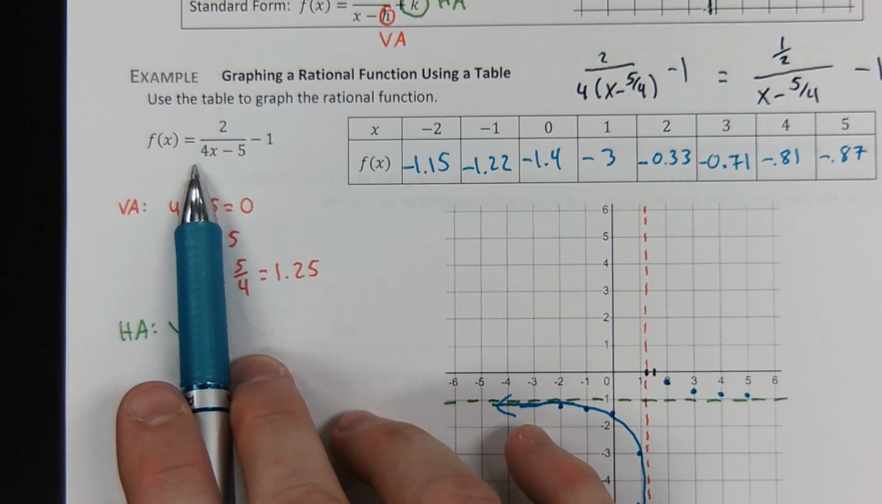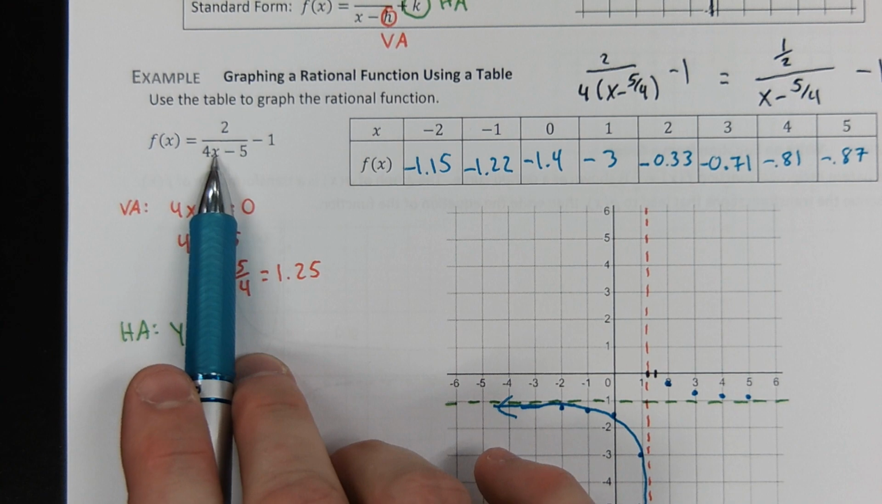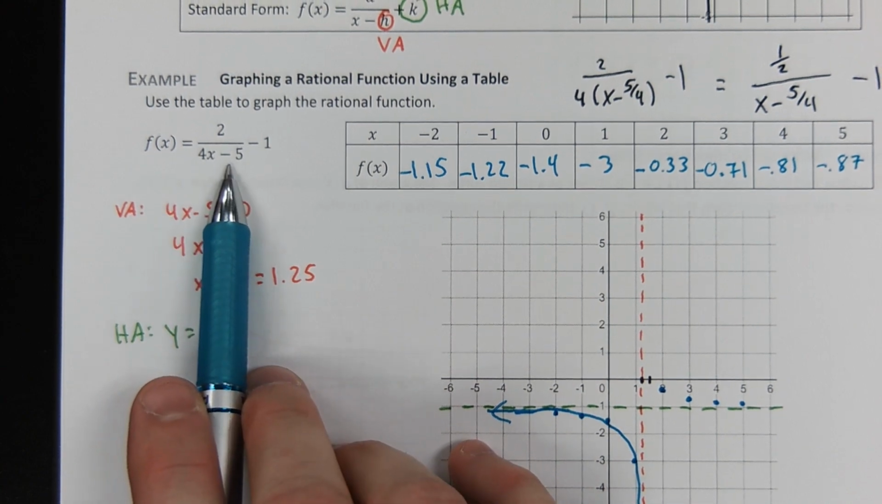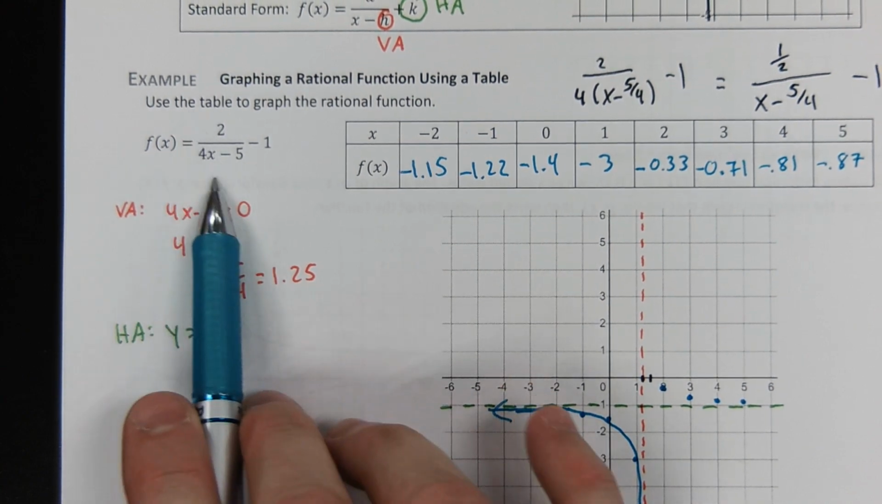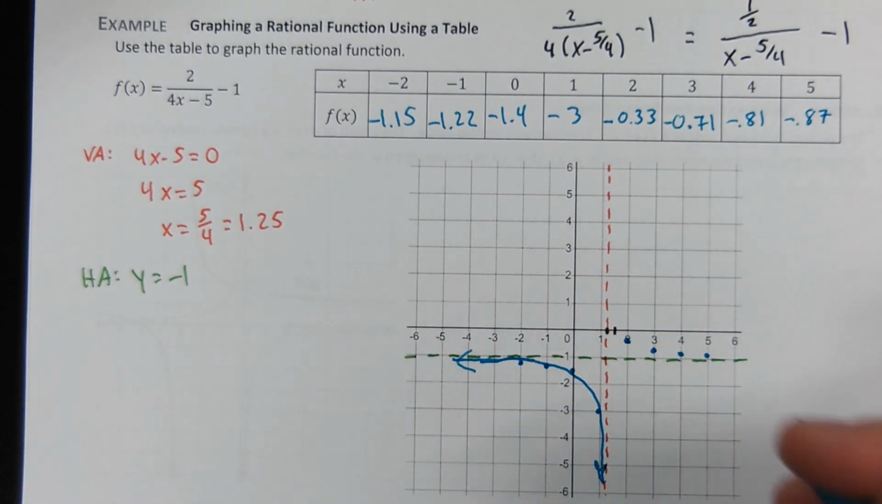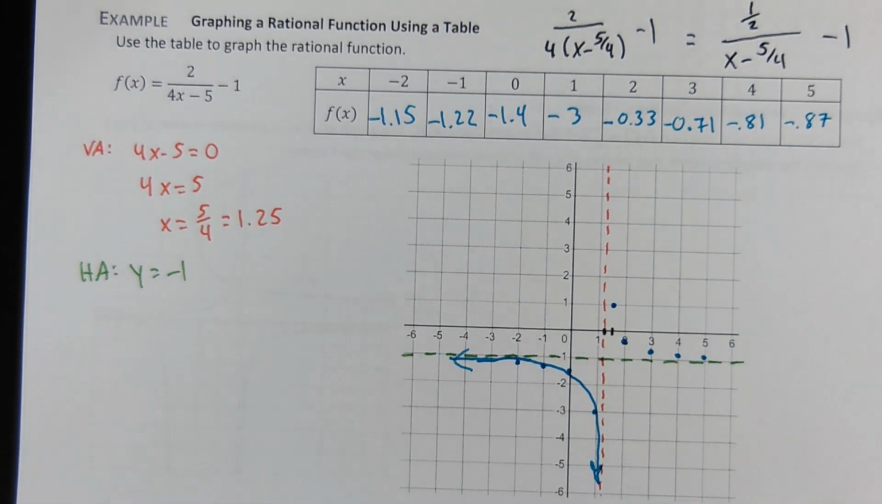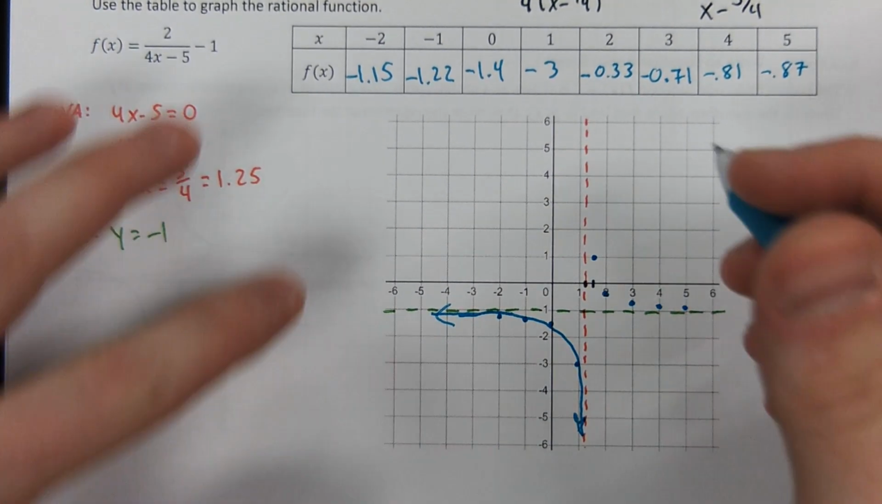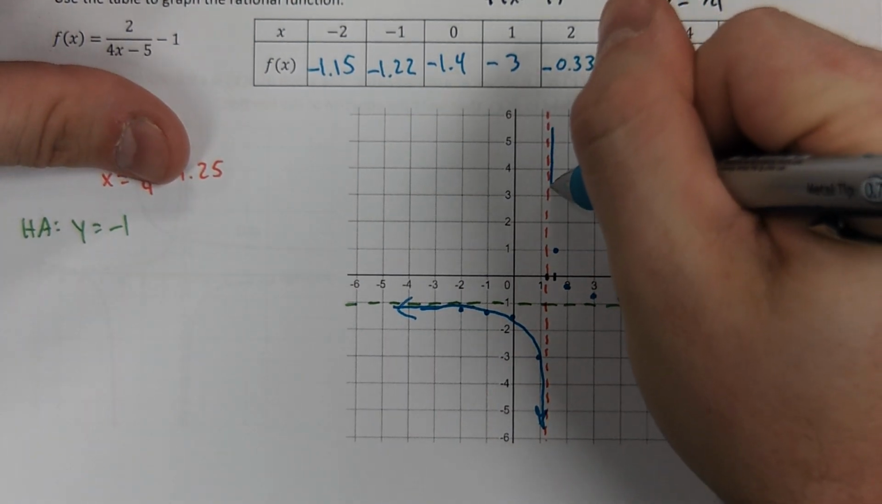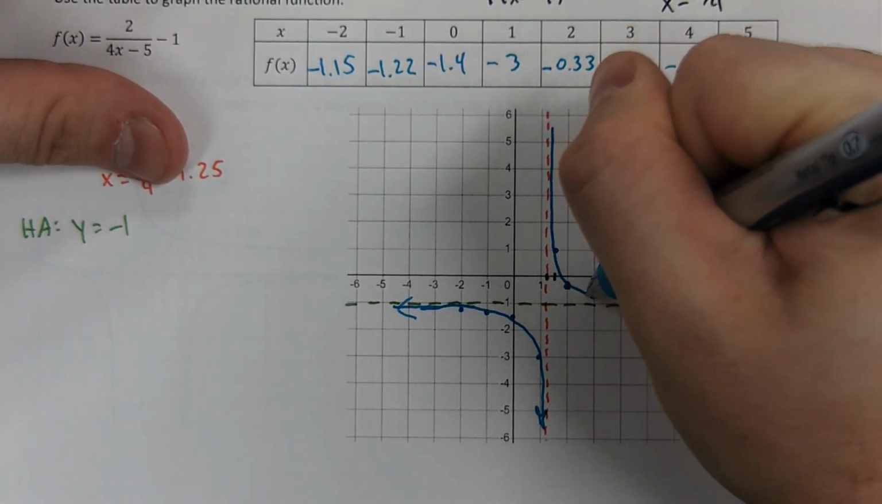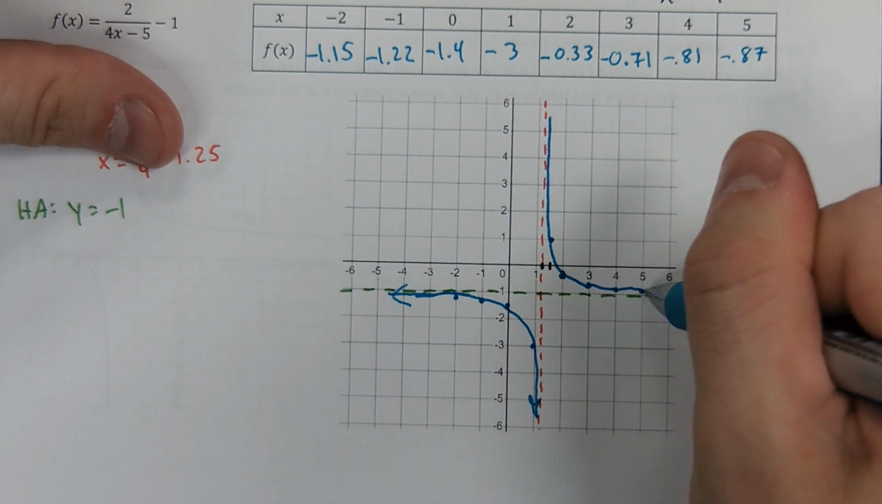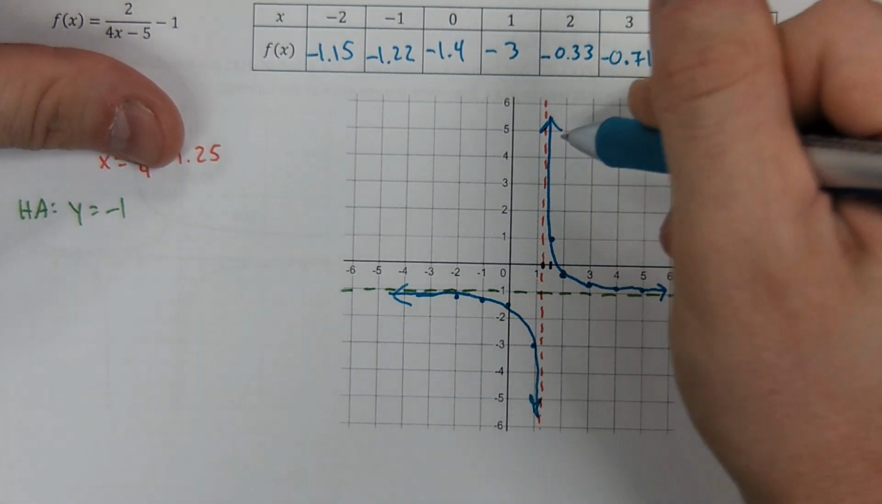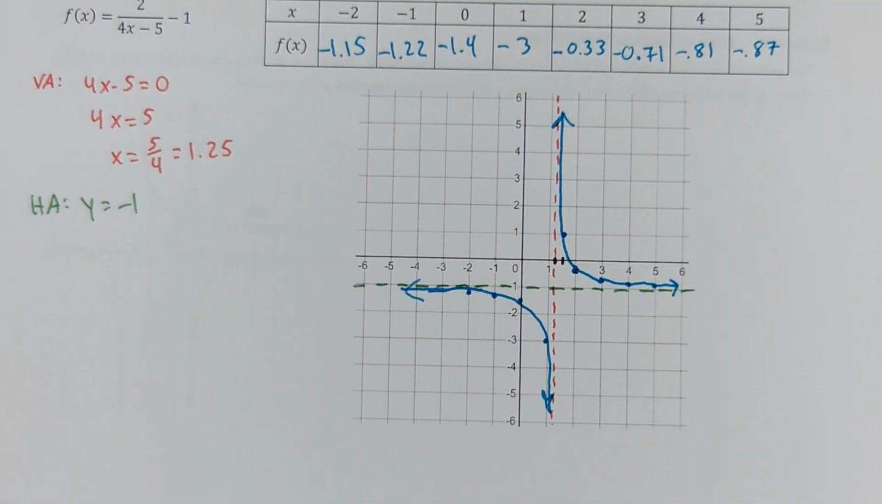Let's see. 4 times 1.5 is 6. 6 minus 5 is 1. 2 over 1 is 2. 2 minus 1 is 1. So yeah, it's 1.5 comma 1 if you cared. So yeah, it looks exactly like the parent function. It's just been shifted around.